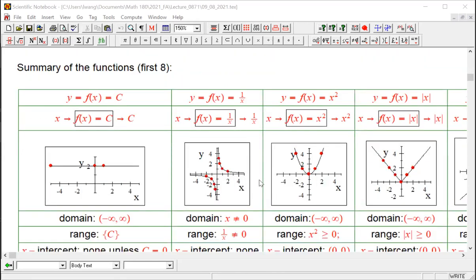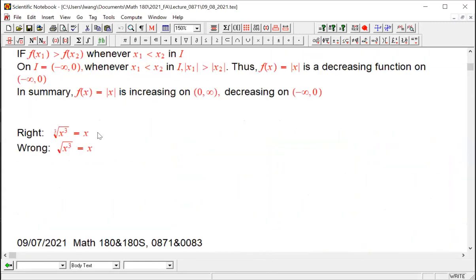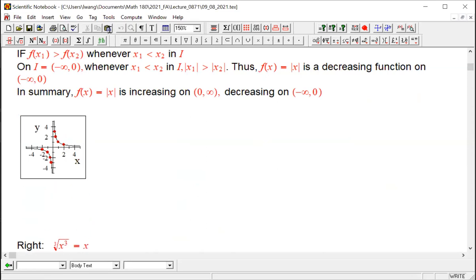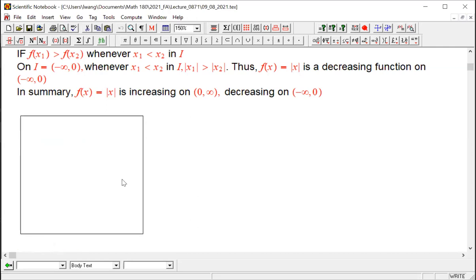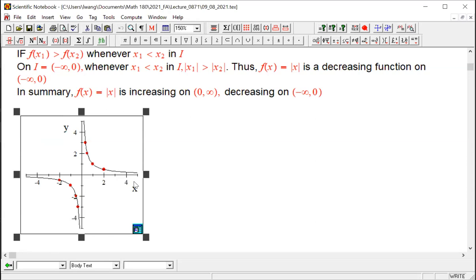Now, f of x, is this function increasing or decreasing? Where? We're going to use a criteria. Let's take the second one, for example. Is it increasing or decreasing? On this piece, it decreases, right? As you draw it, you're going to use the definition: whenever one input is smaller than the other input, the output is reversed in size. The output is getting smaller. So this piece is decreasing.